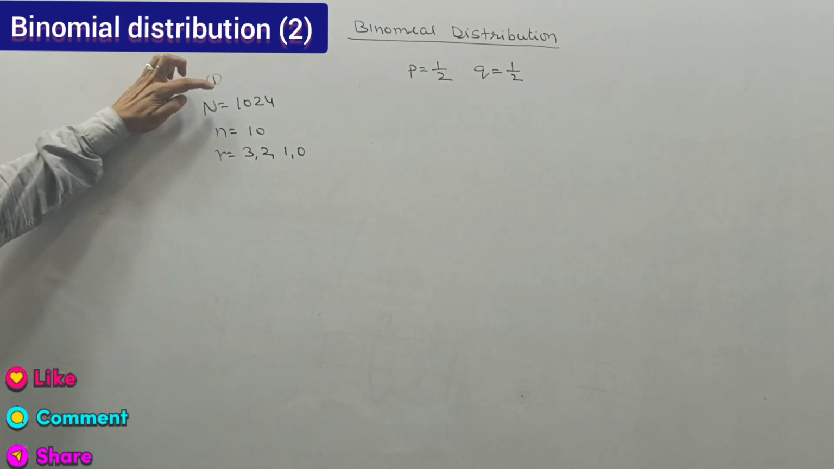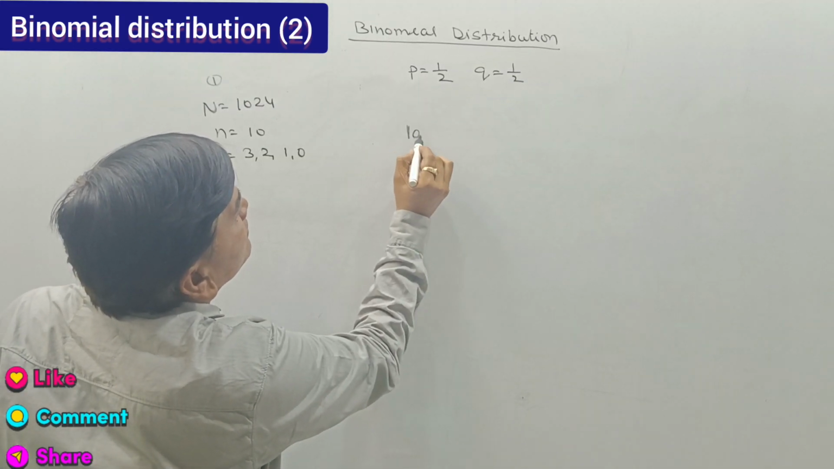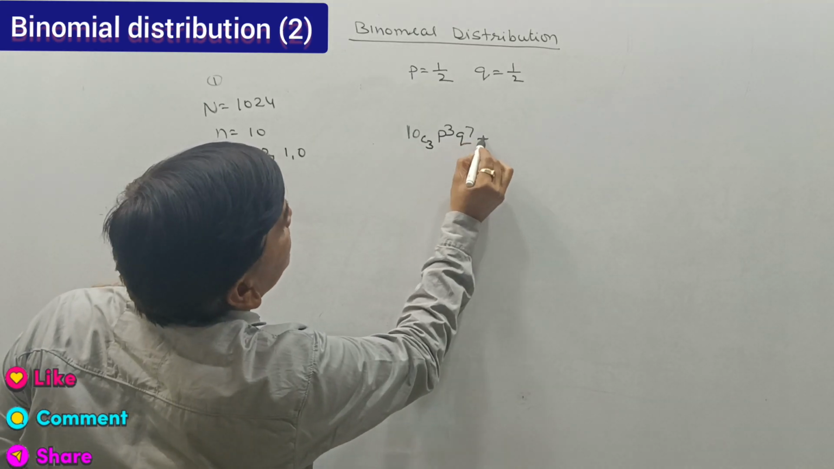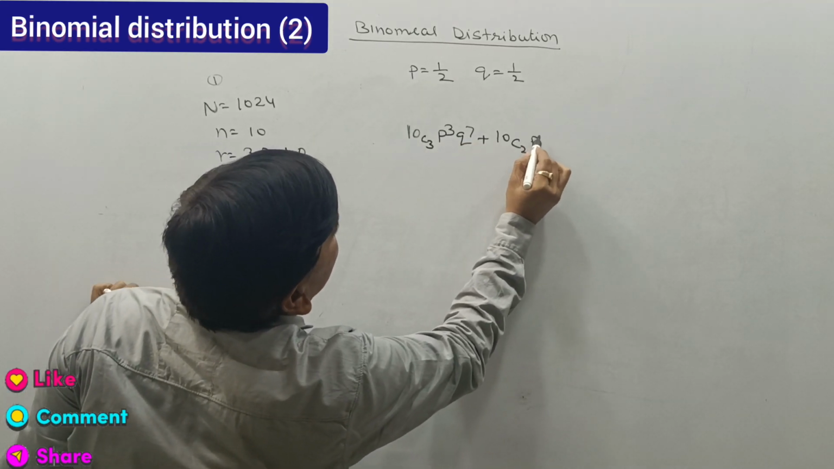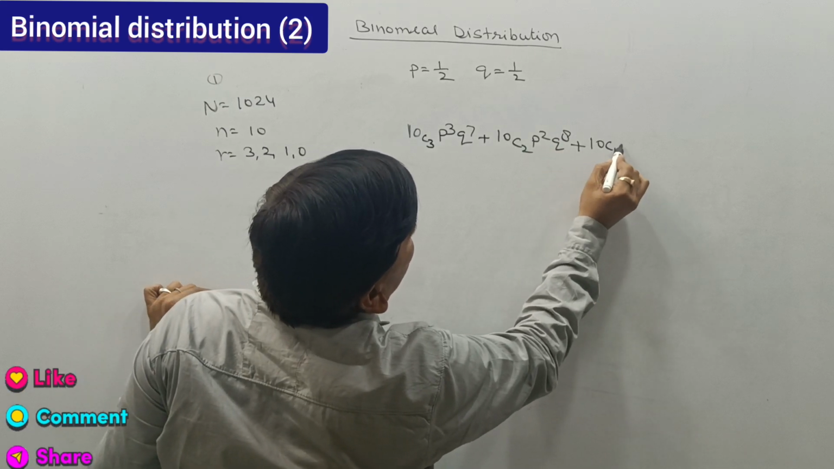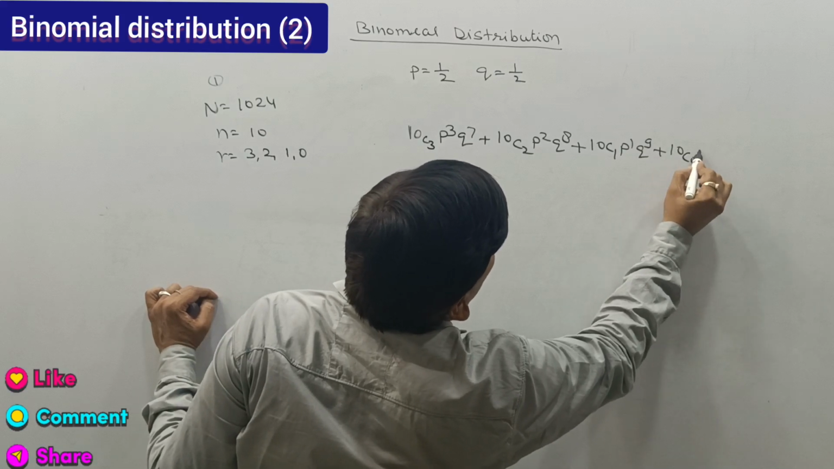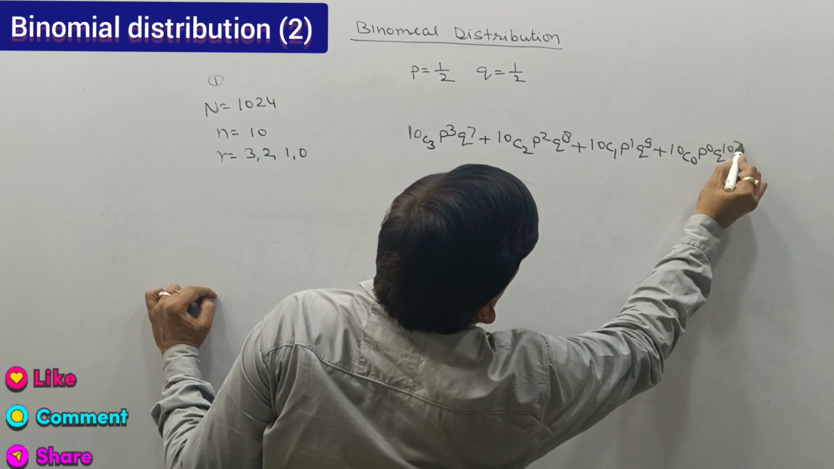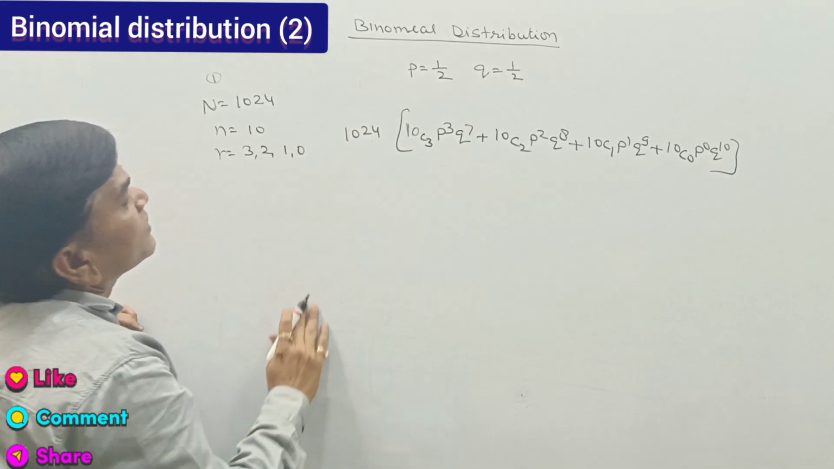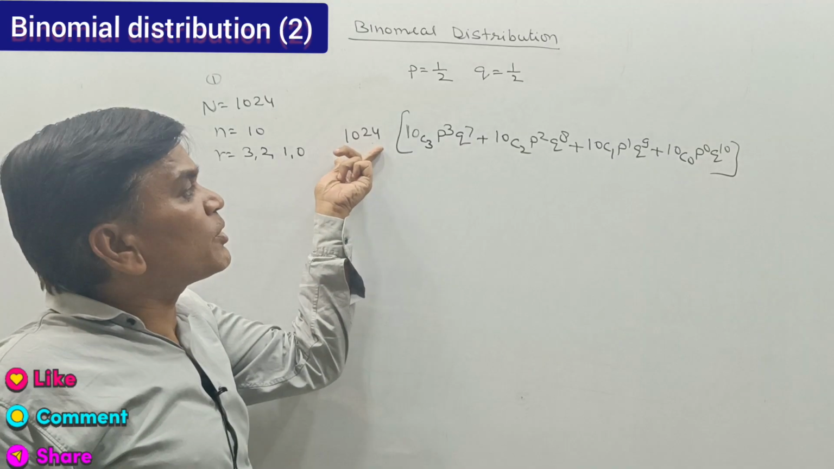So here we have 10C3 p raised to power 3 q raised to power 10 minus 3, that is 7. Then 10C2 p raised to power 2 q raised to power 8, 10C1 p raised to power 1 q raised to power 9, and 10C0 p raised to power 0 q raised to power 10. And this is multiplied by 1024. How many reporters were there? There were 1024 reporters.